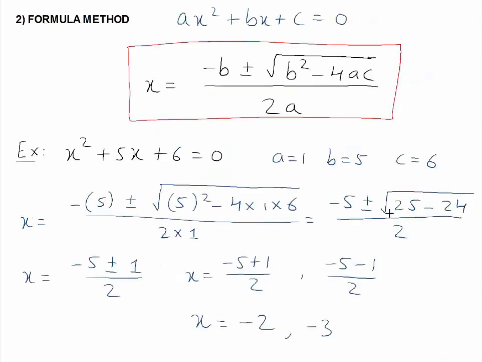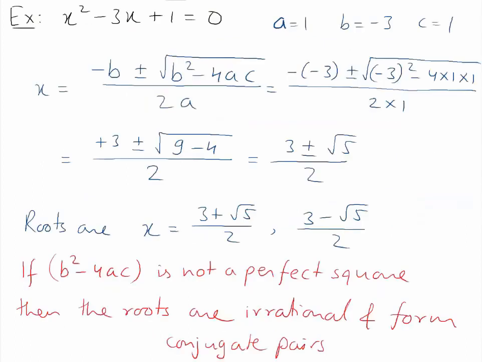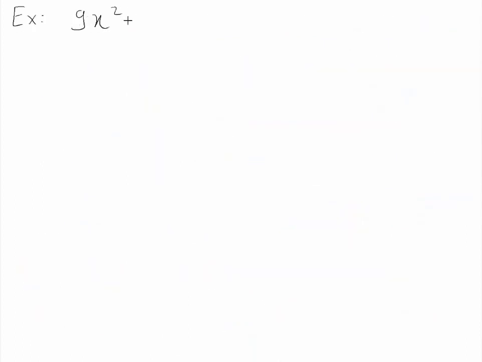Similarly, if we notice that b square minus 4ac in the earlier case is 1, which is a perfect square, so finally we have rational roots. So let's see one more example: 9x square minus 12x plus 4 equals 0. So here a equals 9, b equals minus 12 and c equals 4. So let's find the roots using the formula.